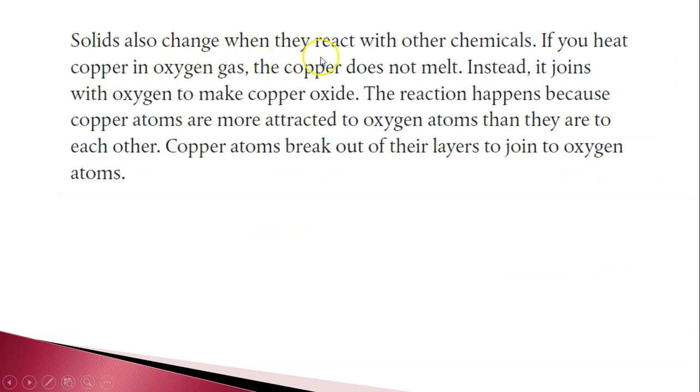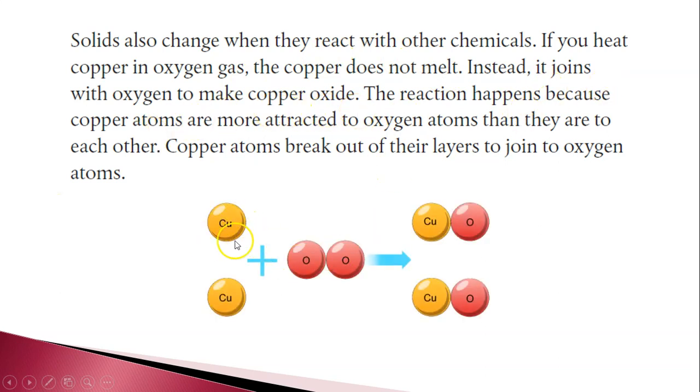Solids also change when they react with other chemicals. Okay, if you heat copper in oxygen gas, what will happen? The copper will not melt. Instead, it joins with oxygen to make copper oxide. Here we can see the structure. Actually, this is copper, and the copper atoms were combined with each other. What happens when it reacts with oxygen is that this copper will get separated, and this copper will combine with oxygen to form copper oxide.